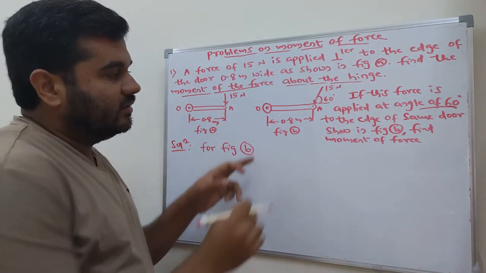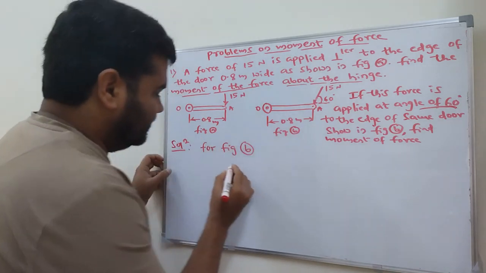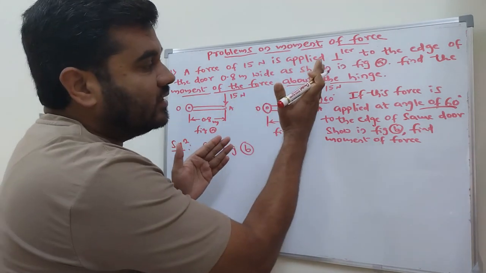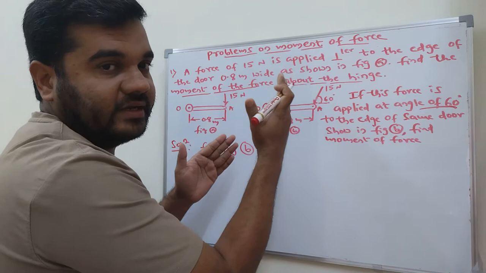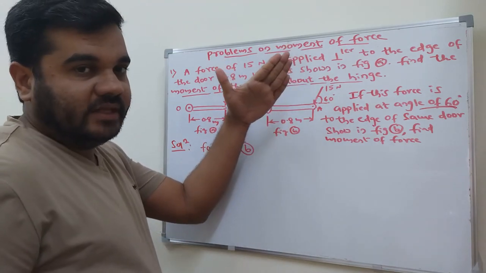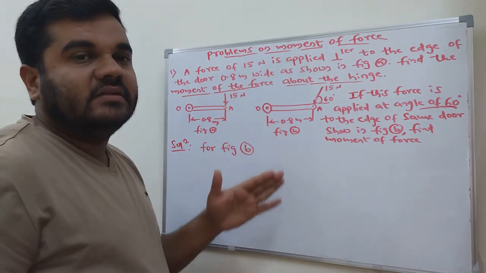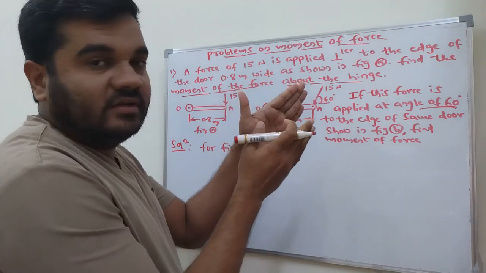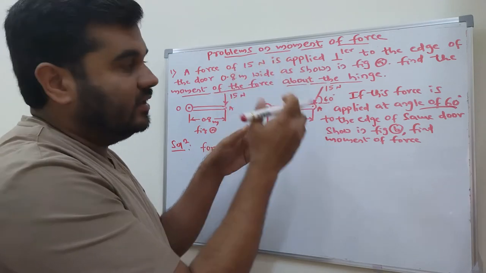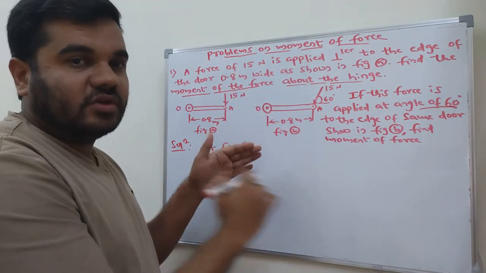For moment, as you know, moment equals force into perpendicular distance. But this force is not exactly vertical. It is at an angle of 60 degree. First you split. There are two methods. One is the resolution method: you split the 15 Newton into horizontal and vertical components. That is the first method of solving the problem.